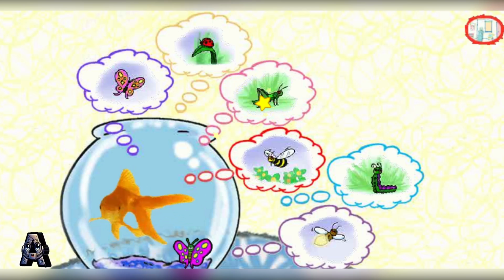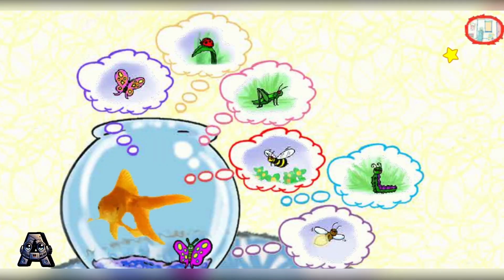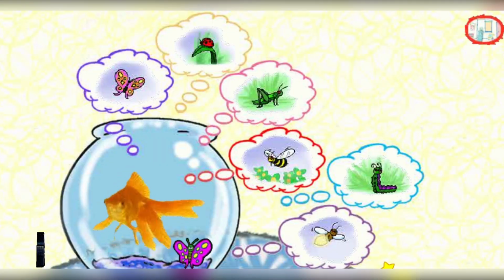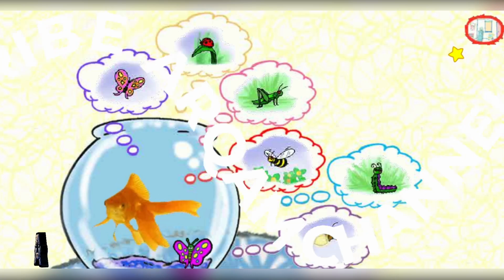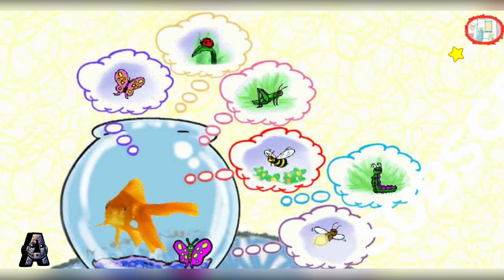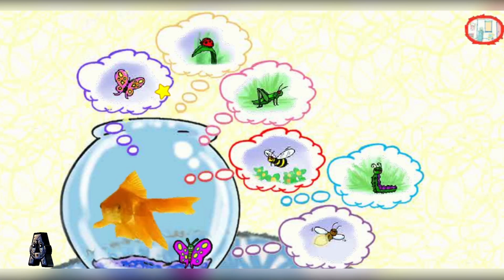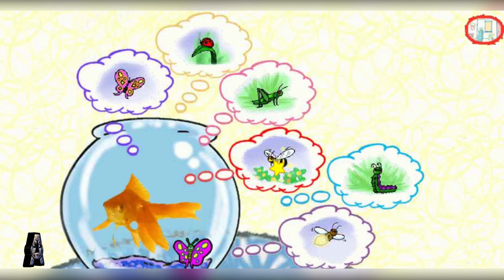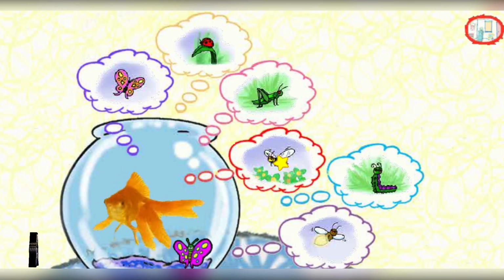That looks like a grasshopper to Elmo. Dorothy says that she's ready to imagine Elmo as a bug. You pick the kind of bug you want her to imagine. Elmo knows what that is? It's a bee.